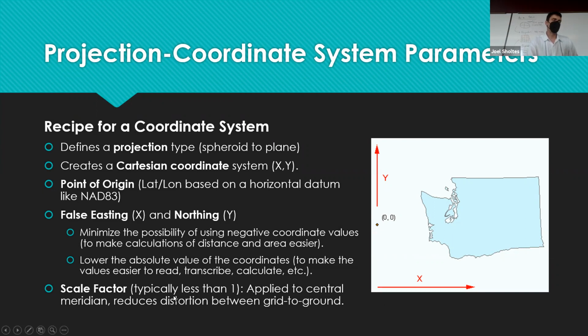And then we have a scale factor, and we'll talk about that later, but that's applied to reduce distortion when we go from a gridded plane to the rolling, lumpy ground. We'll get into what scale factor is later, but it's typically less than 1. It's usually like 0.9, something like that.